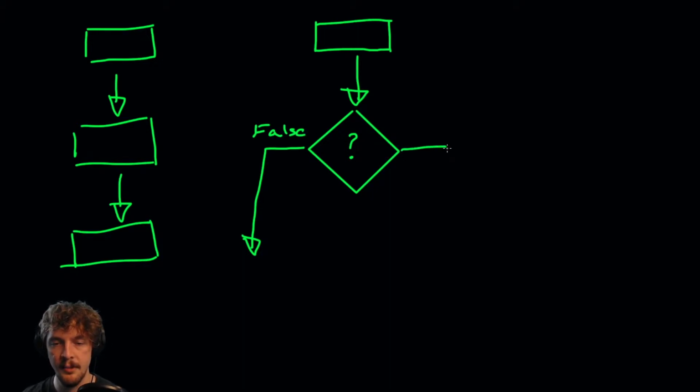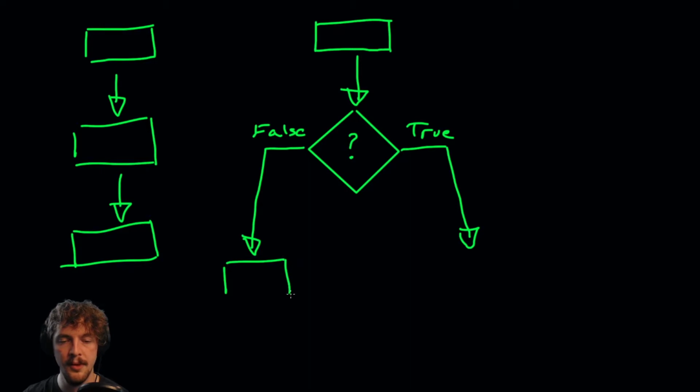If this turns out to be a true statement, go in this direction. And so this way, for example, the question might be, has the player got a key? If it's false, then don't open the door. If it's true, then do open the door.